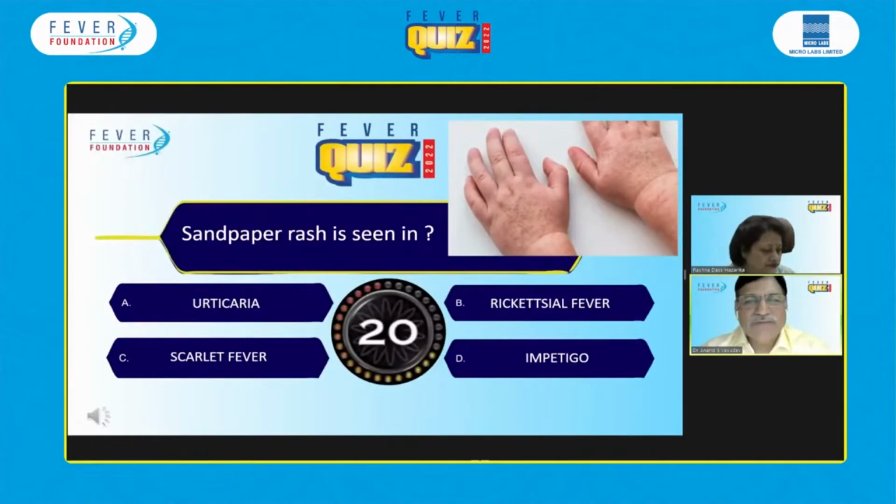Right. Now, question number 6 comes with a visual round. And I think most of our postgraduates would be very well aware of this condition. This is a sandpaper rash seen in this picture. And what is the cause? Is it urticaria? Choice A, urticaria. B, rickettsial fever. C, scarlet fever. D, impetigo. So it's not very difficult, and most of them would be able to answer it correctly. Can we start the round? Your time starts now.